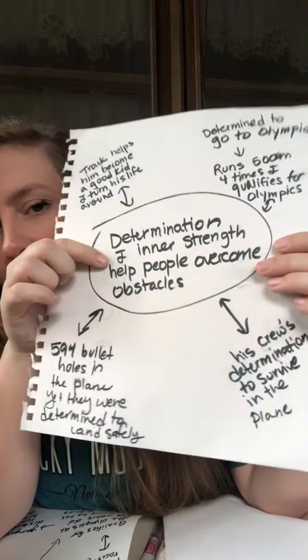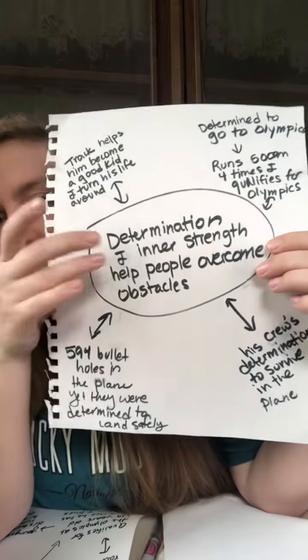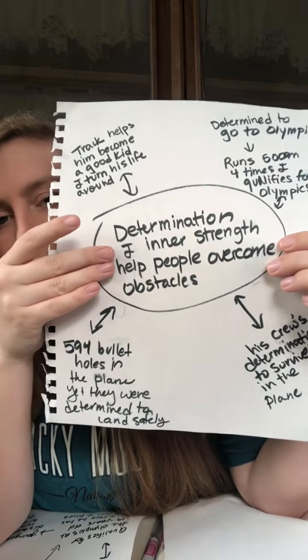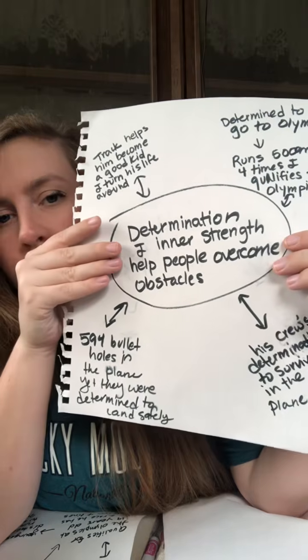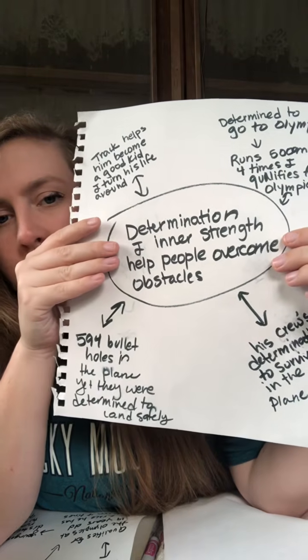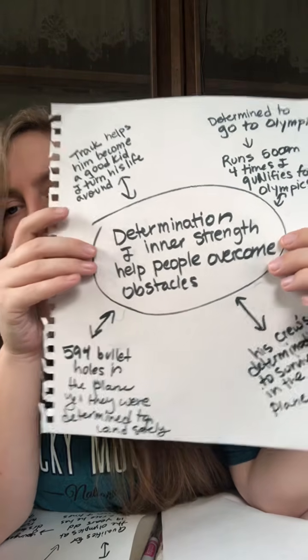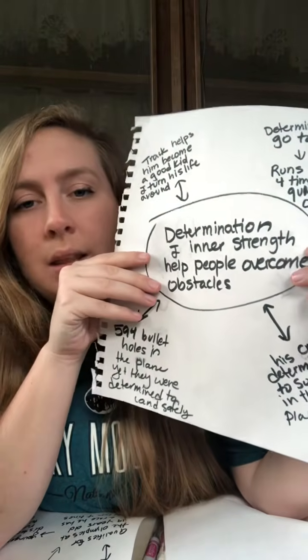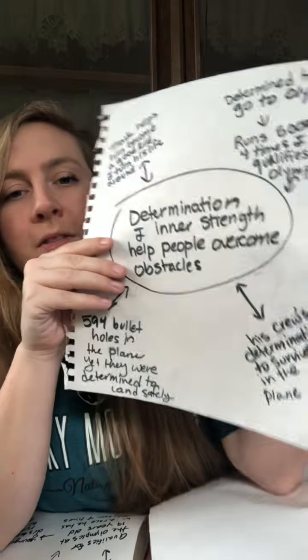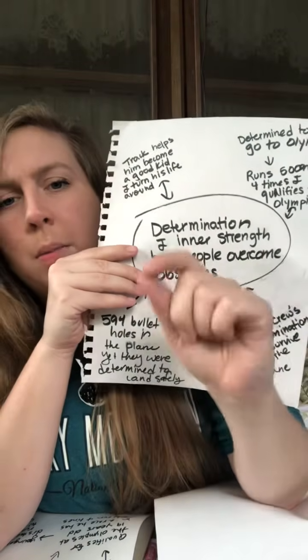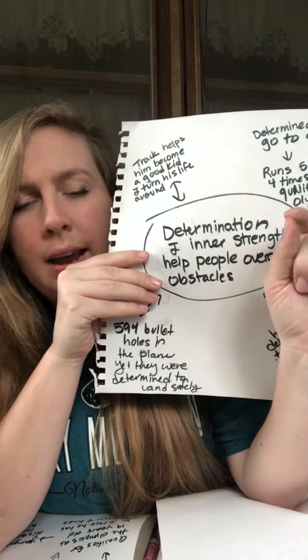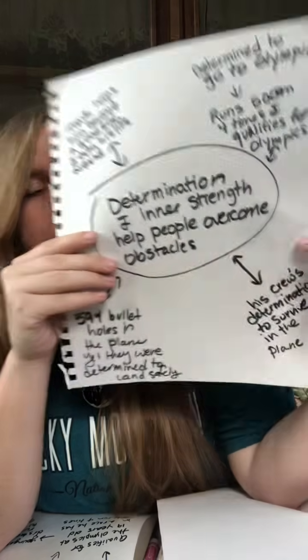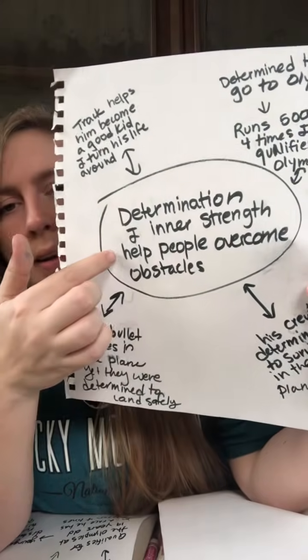So this right here is the central message so far that we've gotten from Unbroken. So it's a central theme. Determination and inner strength help people overcome obstacles. So what I had to do was look back in the book and find those little clues from over time and figure out some things that showed this central idea.